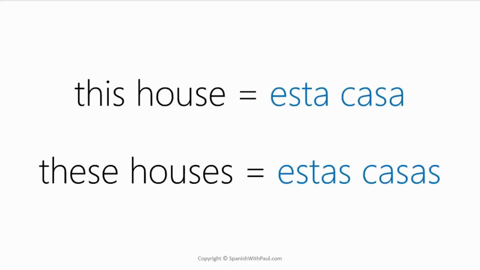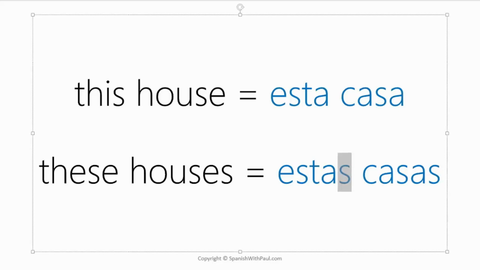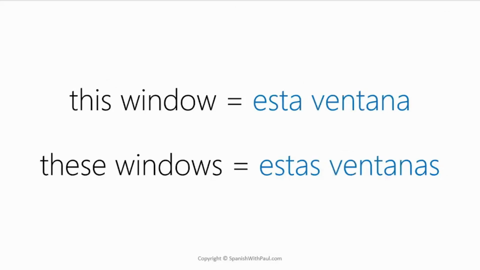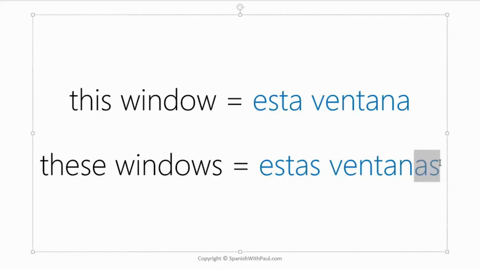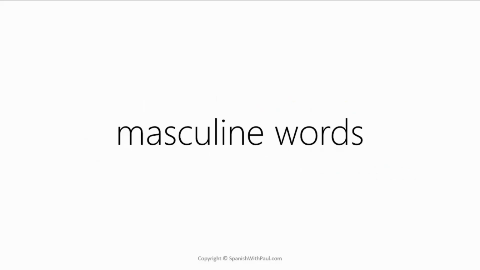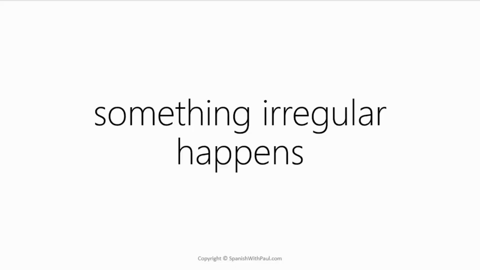So for example, this house would be esta casa, but these houses would be estas casas. You can see how the s is being added here for these. Another example would be this window, we have esta ventana, but these windows, estas ventanas. You see how it's matching here and here. Now this with feminine words or feminine nouns is very regular in Spanish, but we come across a little problem with masculine words because something irregular happens.